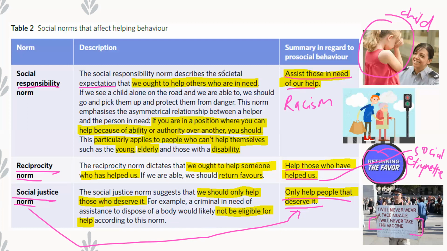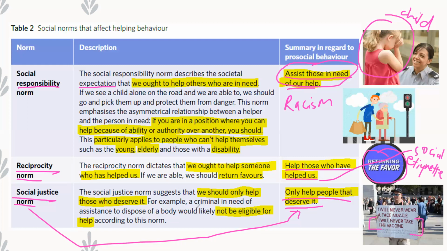Obviously, as a doctor or as a nurse, you are more likely to help them. But as a general member of society, you might go with the social justice norm. You might think this guy was anti-vaccine until he got COVID. Now he wants the vaccine. He doesn't deserve it. There are other people who are more deserving.